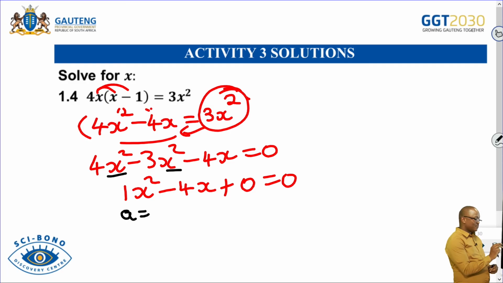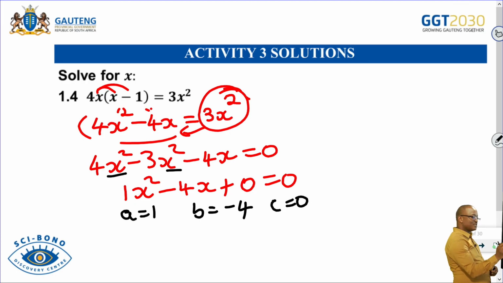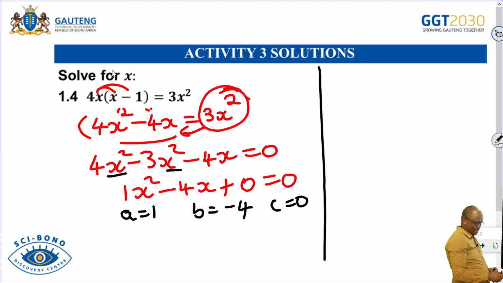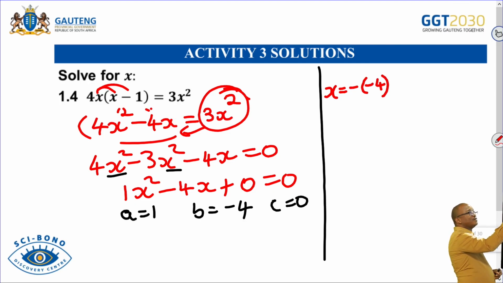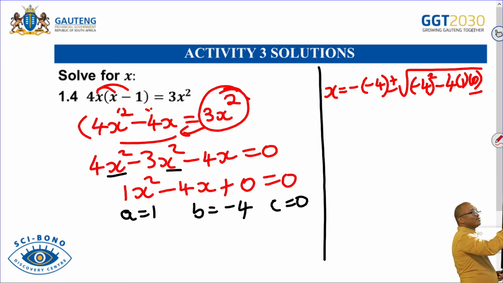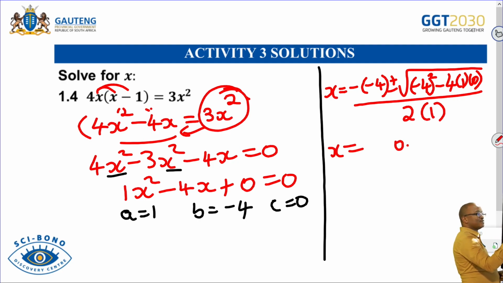Then A is going to be 1, B is going to be minus 4, and C is going to be 0. You can see that I take these numbers together with their signs. Then we're going to have x is equal to minus into our b, which is minus 4, plus minus the square root of minus 4 squared minus 4 into 1 and 0, all over 2 into 1. Then the values of x, you can substitute them there.